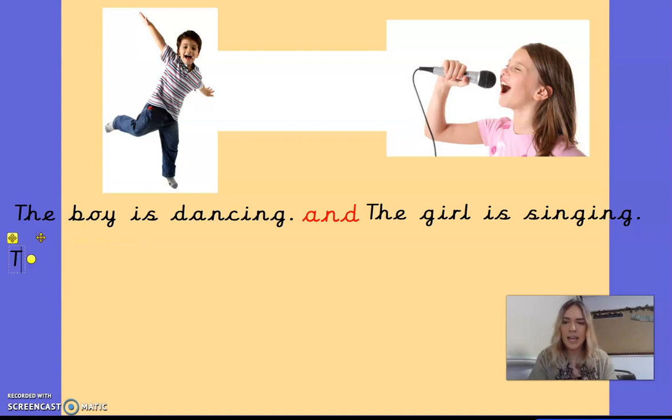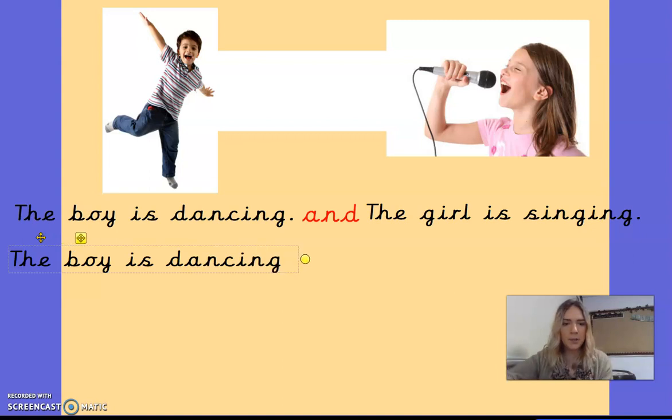So I know that I need a capital letter at the start. So I've got the boy is dancing. And because I'm not ending my sentence there, I am carrying it on with the word and. Do I need to put a full stop after dancing? No, I don't. So I can go straight into the word and then do I need a capital for my the?